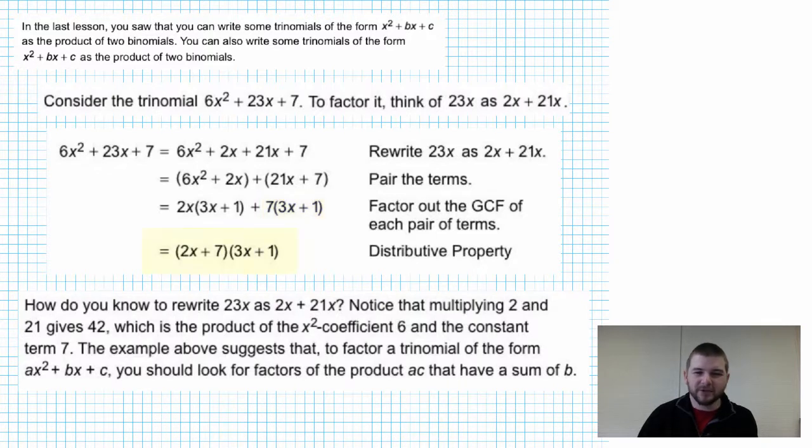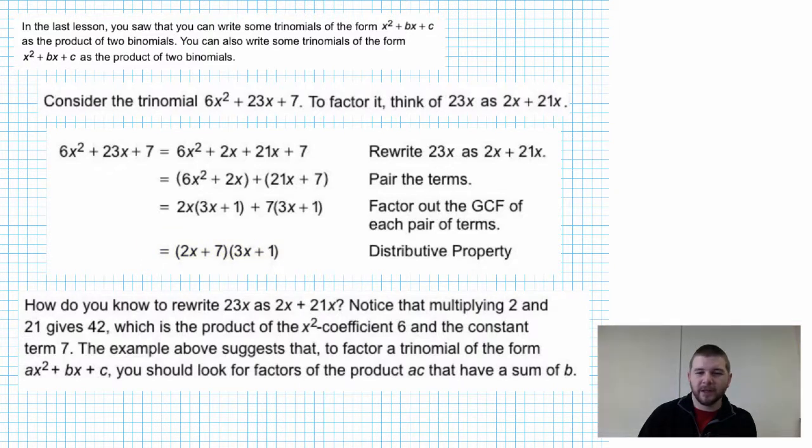We can then use the distributive property in order to rewrite this as 2x plus 7 times 3x plus 1. And take note of how that was done. It's almost as though we have 2x's worth of 3x plus 1's, and we're adding 7 more of 3x plus 1's. So we would be left with 2x plus 7's worth of 3x plus 1's. And this is the factored form of our original trinomial.